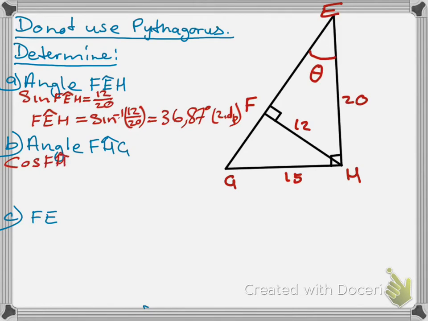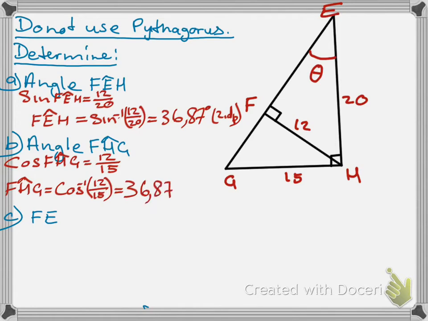I'm going to say cos of FHG is equal to 12 over 15, and then FHG will be equal to arccos of 12 over 15, which gives me 56.87 degrees. Okay, moving on, let's find FE.